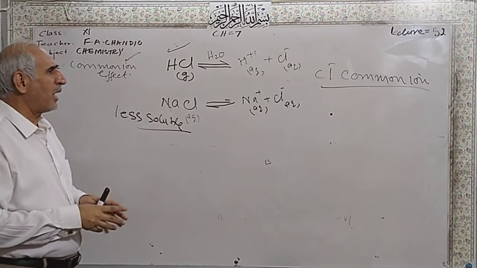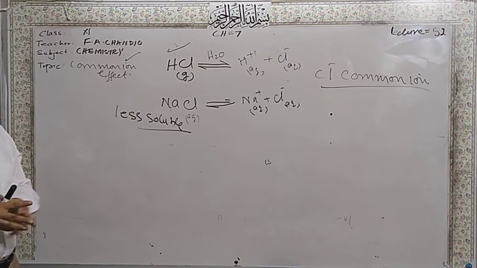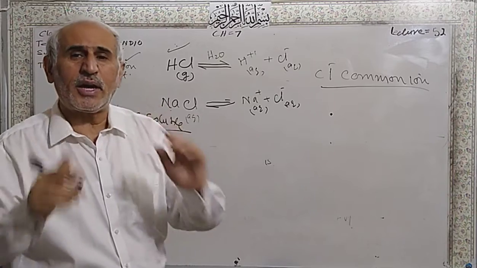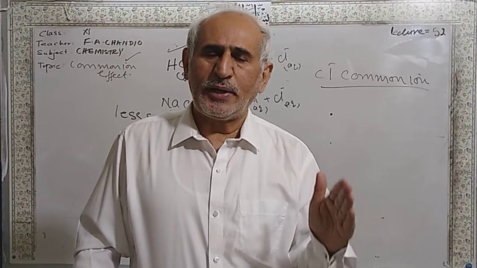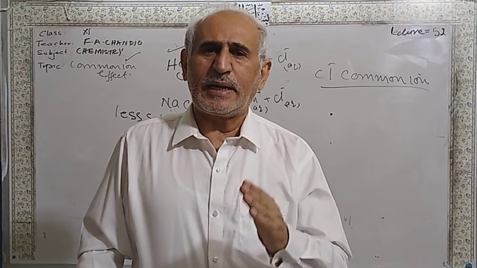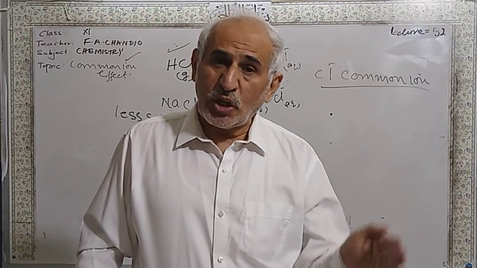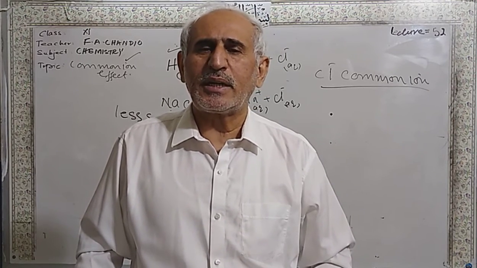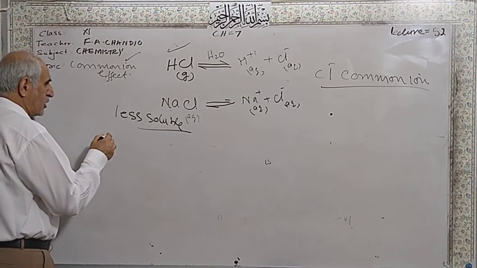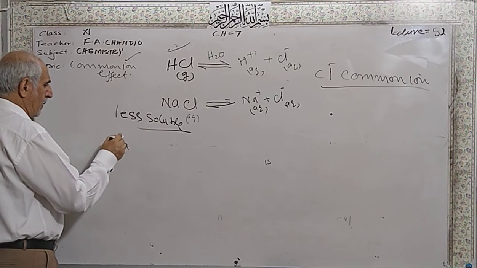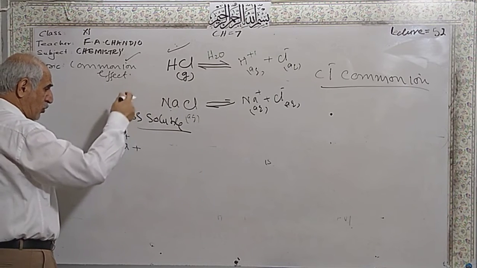Chloride ions are common ions, so they suppress the solubility of sodium chloride only, not other salts. Only the solubility of sodium chloride is decreased, not other impurities present in sodium chloride. That is why, according to Le Chatelier's principle, the direction of the reaction is going to be changed.